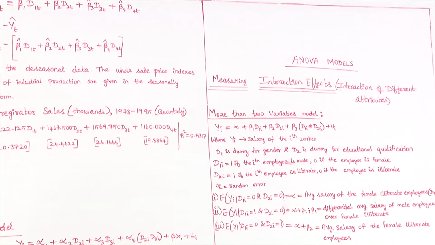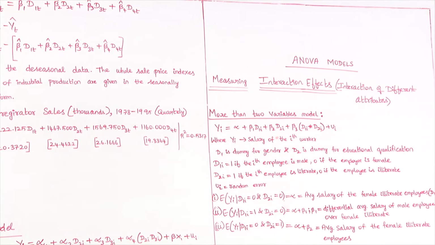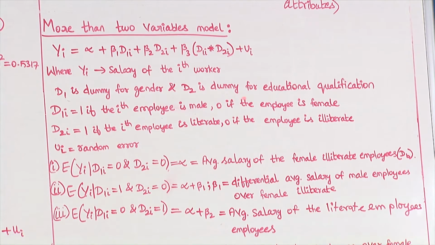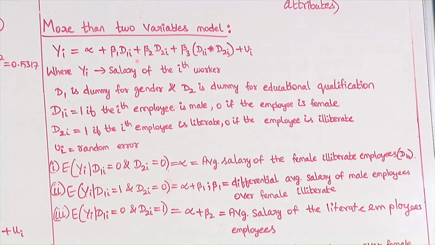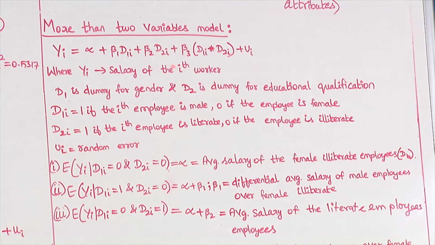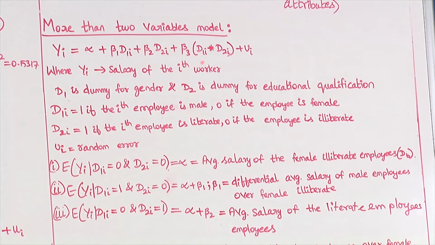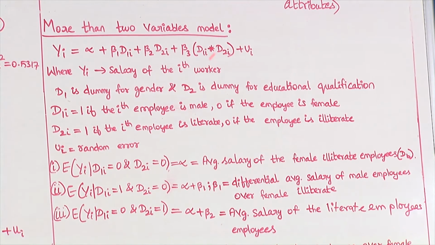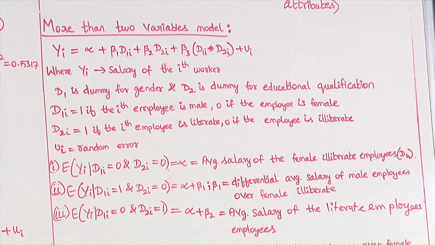This contains more than two variables. The two variable ANOVA model usually contains two dummy variables, one for the gender, the other one for the educational qualification. But here you have an interesting third variable, it is the multiplication of the gender and the educational qualification dummies. What does it mean in the practical sense?